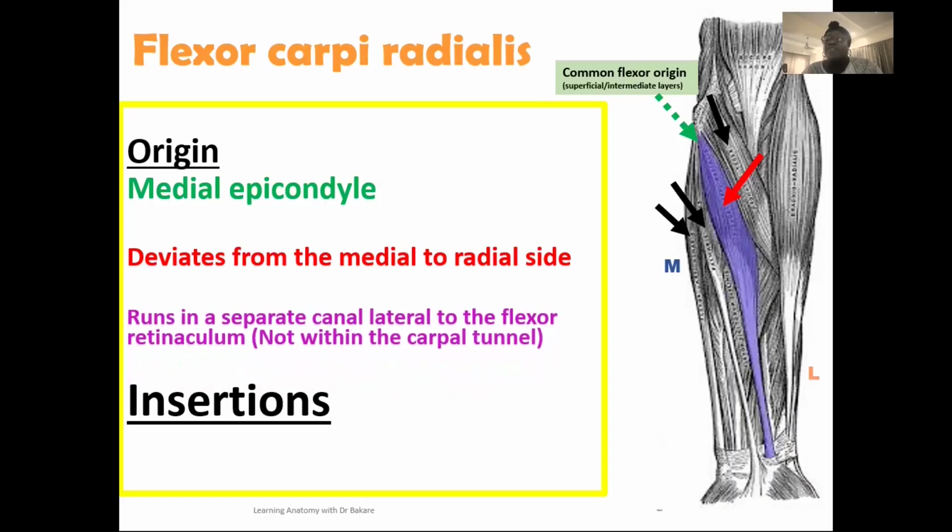And if you go more inferiorly, around the anterior region of the wrist, it is seen to run in a separate canal that is located laterally to the flexor retinaculum. And this is what is marked in yellow.